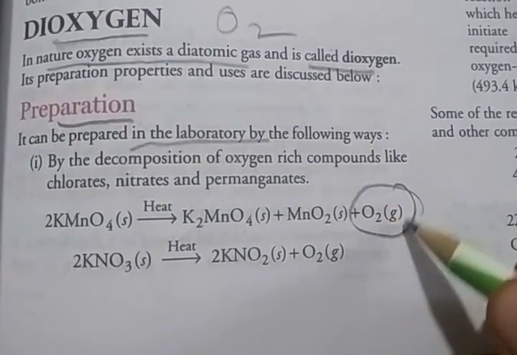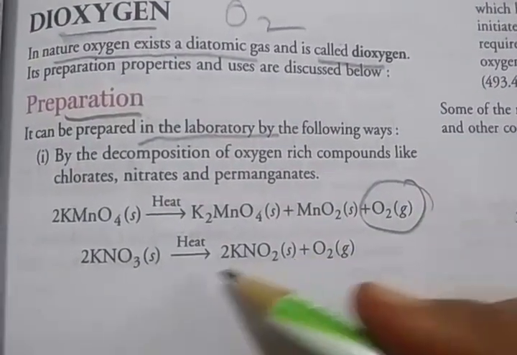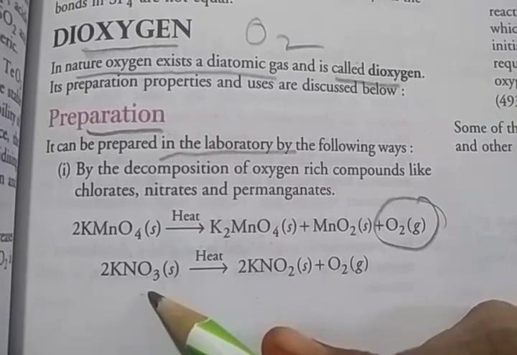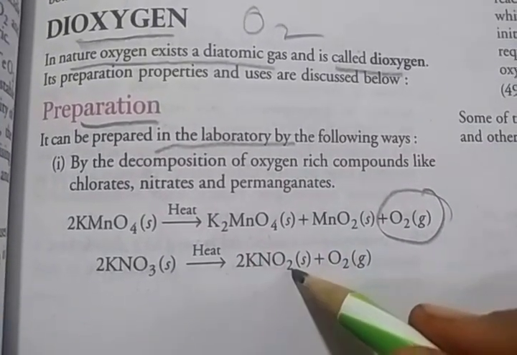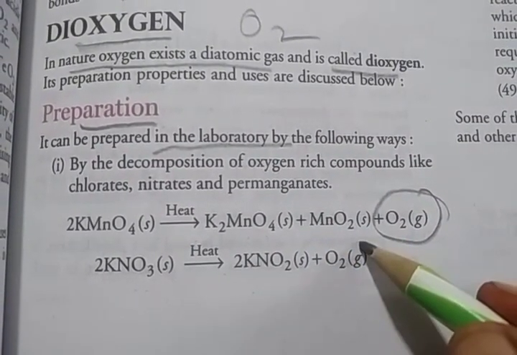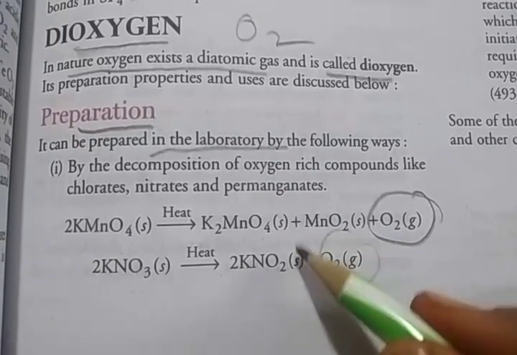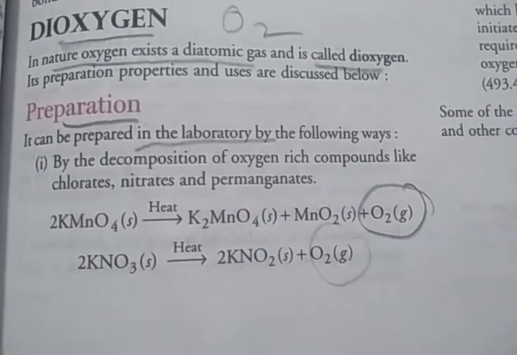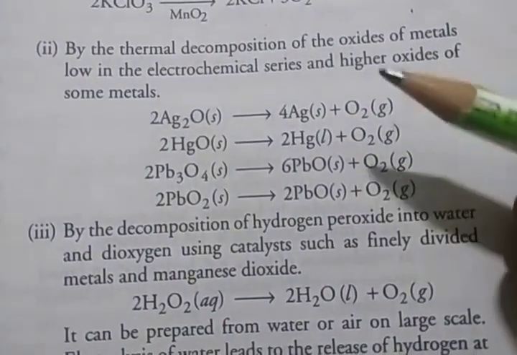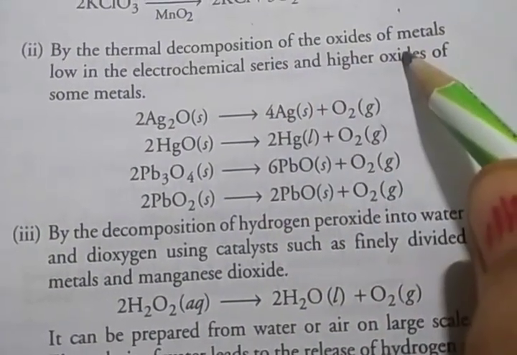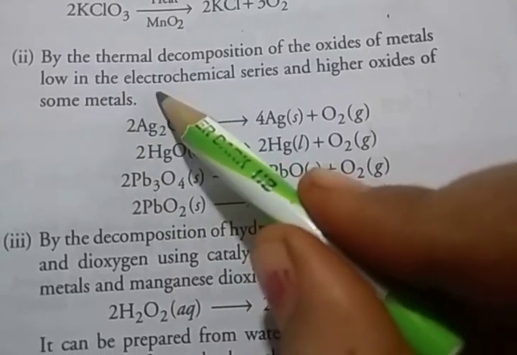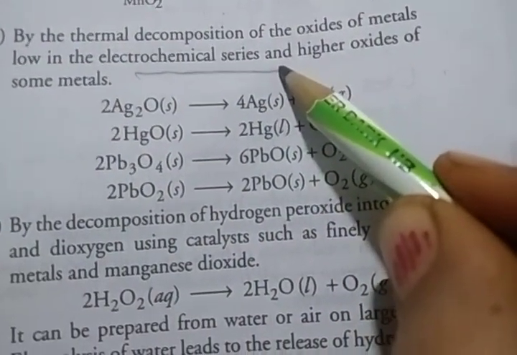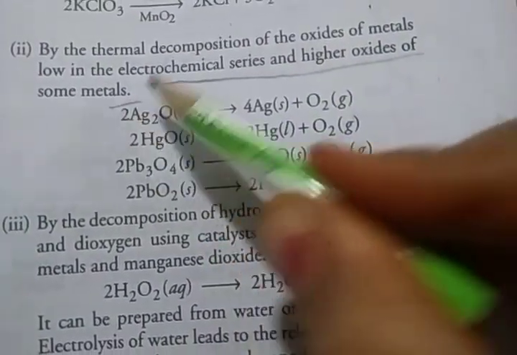So these are oxygen-rich compounds. Okay, then KNO3 potassium nitrate is heated. So potassium nitrate gives oxygen gas. So oxygen gas is easily prepared from chlorates, nitrates and permanganates. Another method is thermal decomposition of the oxides of metals low in the electrochemical series, and then higher oxides of some metals are formed.